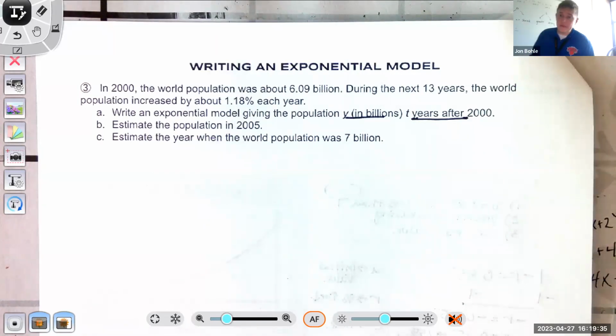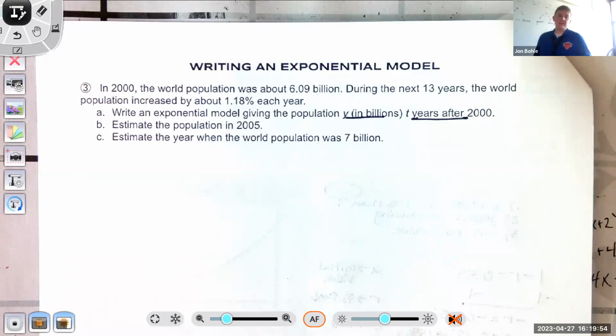If Y is 3.8, that's 3.8 billion people, not just 3.8 people. T is years after 2000. So if T is 7, I'm in the year 2007. If T is 15, I'm in the year 2015. Currently, this video is being recorded in the year 2023. So to represent the year 2023, that would be a T value of 23.